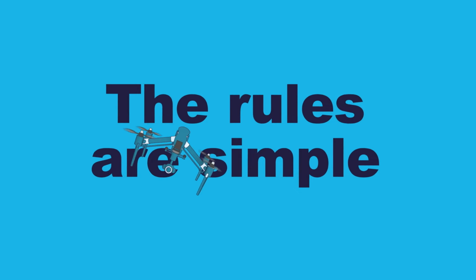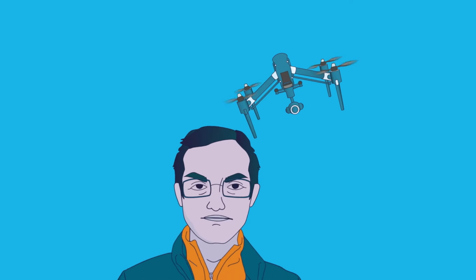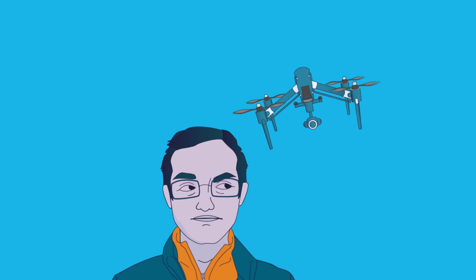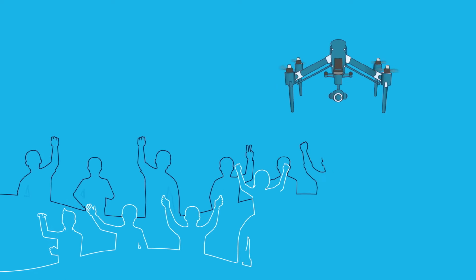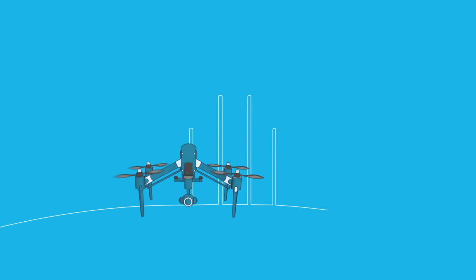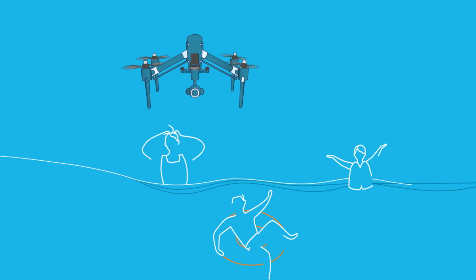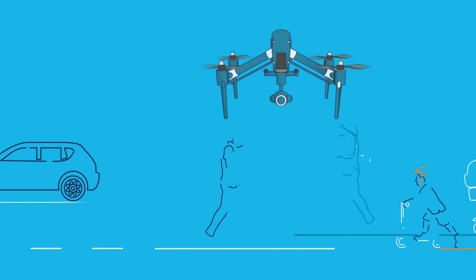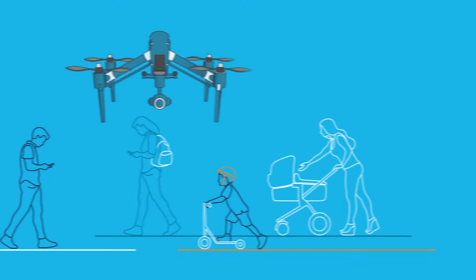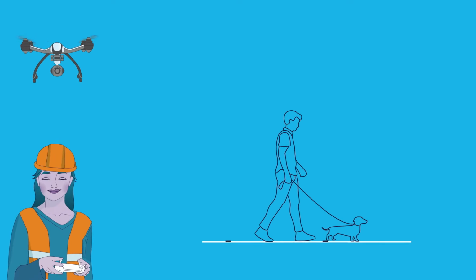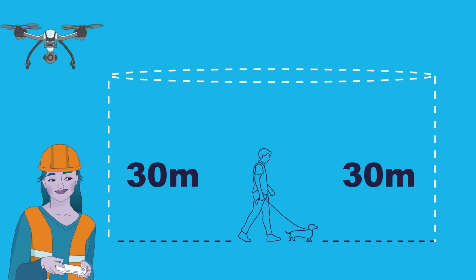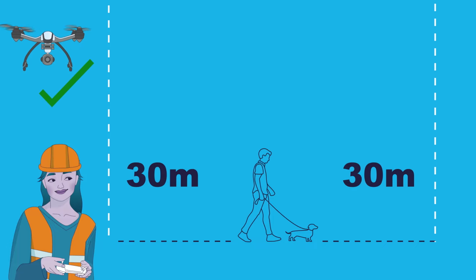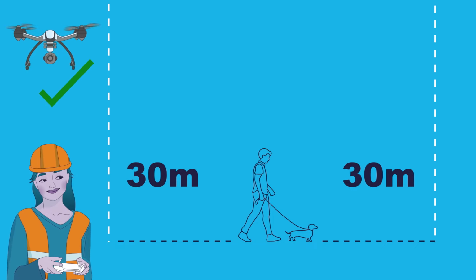The rules are simple. When your RPA is up in the air, you can never fly it over anyone. This includes places like festivals, sporting events, family events, populated beaches, roads, cars, and pedestrians on footpaths. When there are people around, your RPA must be at least 30 meters away from them, unless the other person is helping control or navigate the RPA.